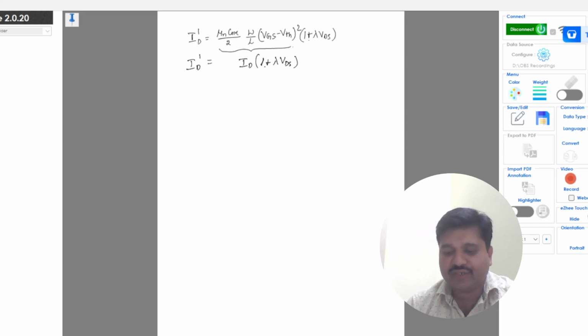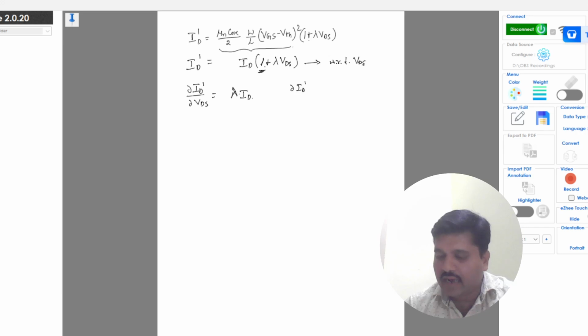This is id dash. Now if we differentiate this with respect to VDS, this becomes the partial derivative, delta id dash by delta VDS. Here the term 1 is constant and VDS is the variable. What we get is lambda into id. The term delta id by delta VDS is nothing but output conductance. This is output current and this is output voltage, hence it is output conductance.